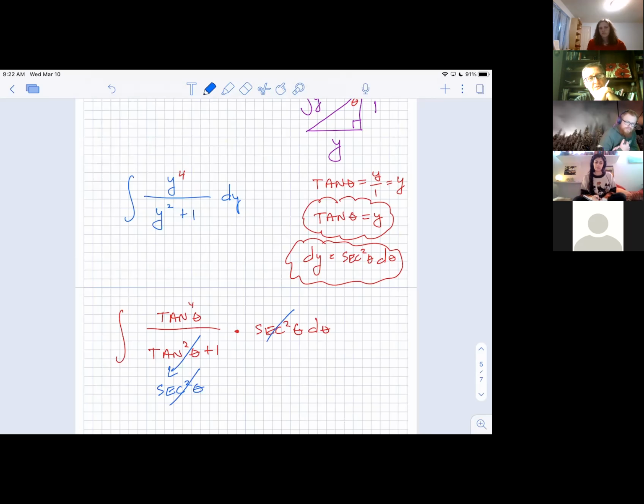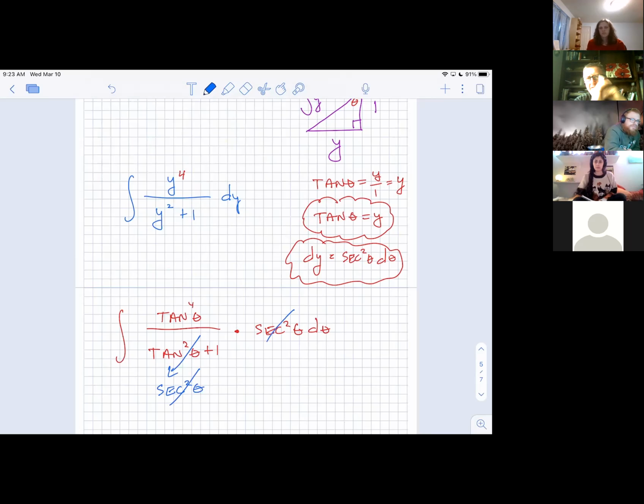Tangent to the fourth is no joke, right? That's like an 8.3 problem. So I just did all that work, and now I've got to go back to 8.3 and see if I can figure out what the integral of tangent to the fourth is. No joke. Even numbers are the beast, right? If it was odd, it'd be easier. Yeah, that's right. That even-odd thing.